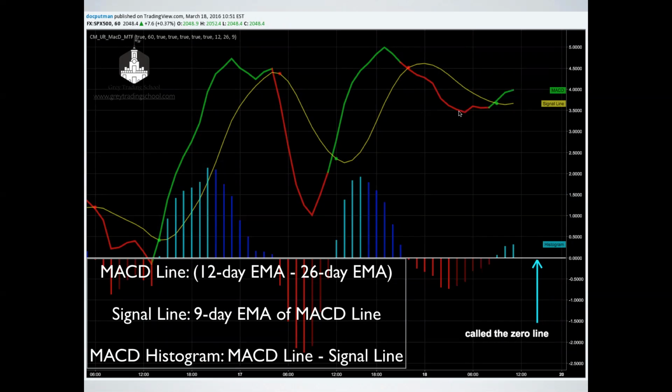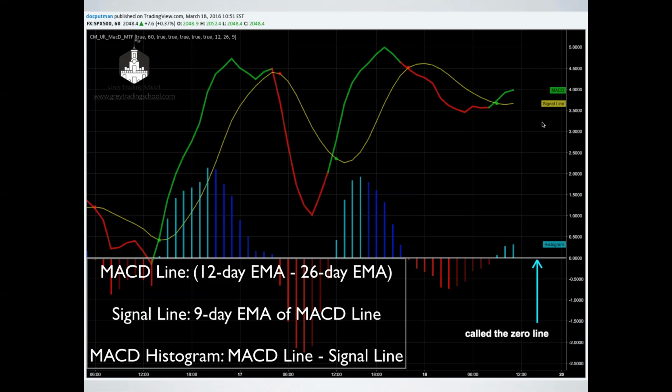It's the 12-day exponential moving average less, or minus, the 26-day EMA. Okay, then the 9-day EMA of the MACD line is plotted to act as the signal line, which you see here in yellow. This signal line you'll use to identify turns and movement in the trend.